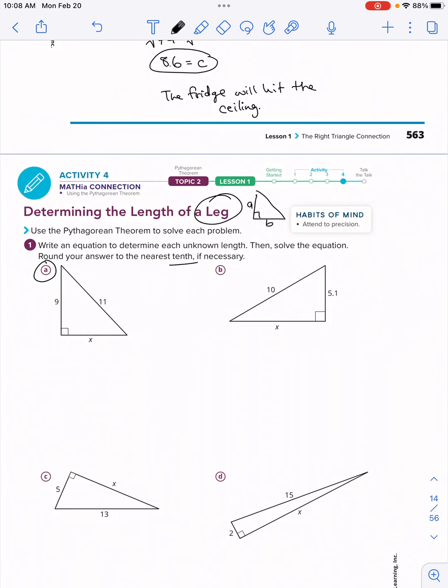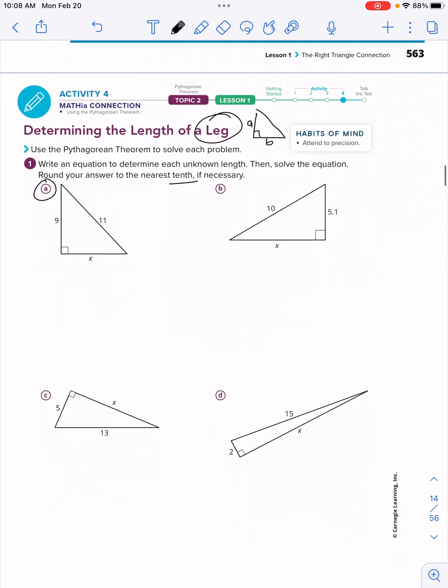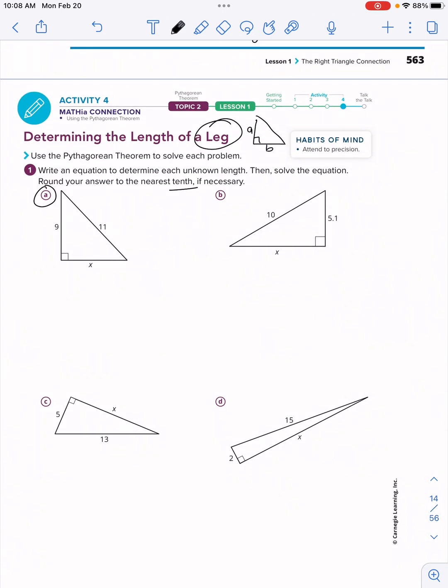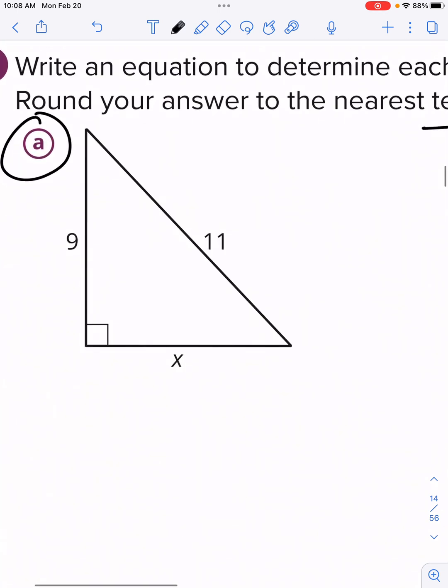It says write an equation to determine the unknown value. We're going to round to the nearest tenths place. This first one, we're only going to work on A, and then we'll do a couple others on the other page. Let's look at A. Since we have the right angle here, we know that C is 11. Just a hint here, the hypotenuse should always be the longest side, meaning it'll always be the biggest number. So since the biggest number is 11, this number can never be bigger than 11. If you calculate something bigger than 11, it wouldn't work out.